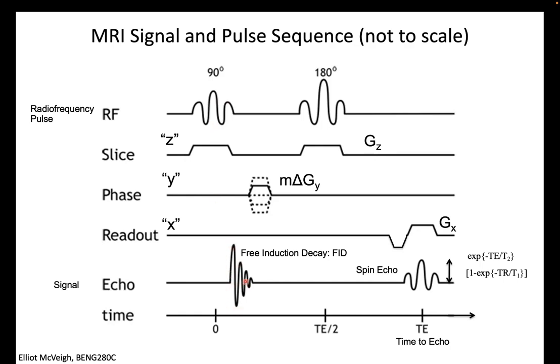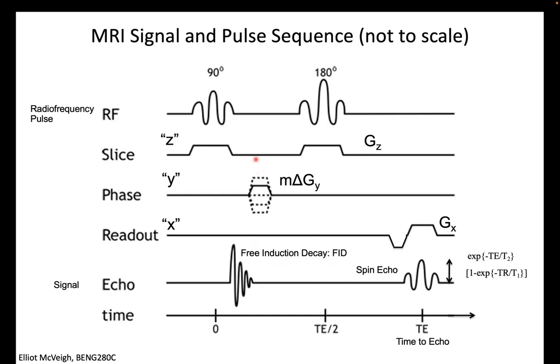Here's the signal, right? We see this free induction decay. If we turn on our receiver coil, we'll see this signal coming in. It's coming in at the Larmor frequency, or 64 megahertz, if we're at 1.5 T. And it's called the free induction decay, or FID.